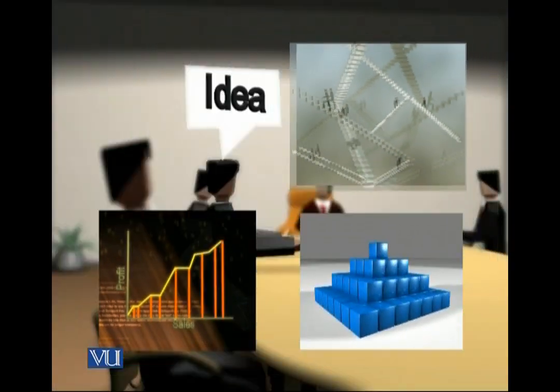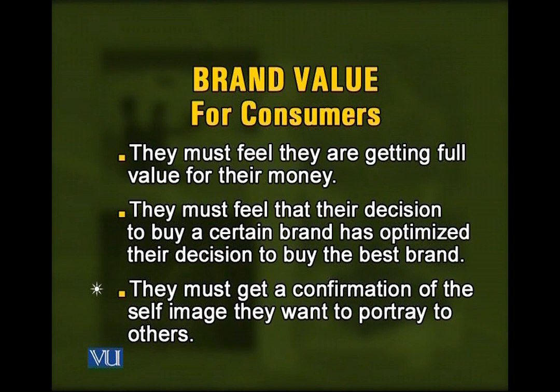And as a continuation of this kind of feeling, I can also say that consumers must get a confirmation. They must get a confirmation of the self-image they want to portray to others. Now, what is hidden is the psychological need which people want to have about self-importance. This is why there are so many people who like to think that they're different from others. Their image in their own eyes is so big that they think they are reinforcing and further strengthening that by buying and using something which really has optimized their decision.